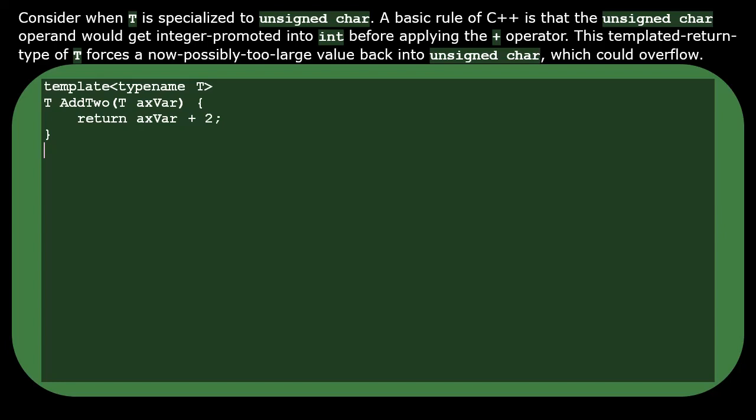But recall that C++ has a rule that when you have addition of two unsigned char operands, they get promoted into an int before applying this addition operator. So the type of this addition is int, but the type of the return is unsigned char, meaning it's possible there could be overflow if the sum's value happens to be too big to fit in an unsigned char.